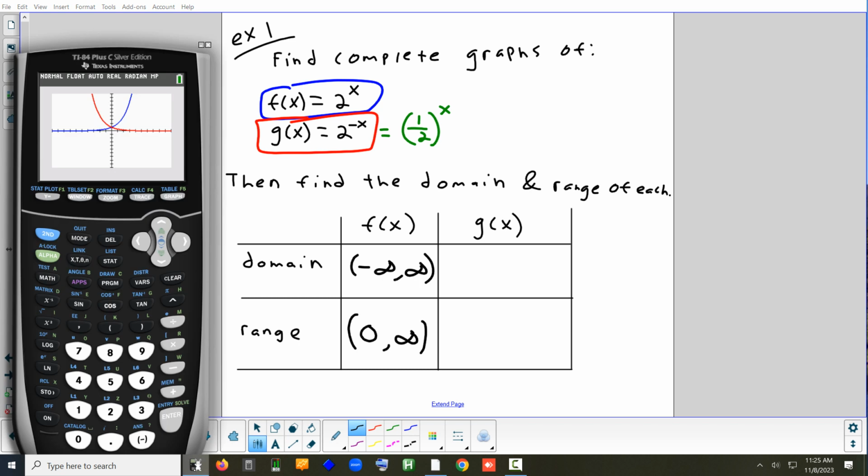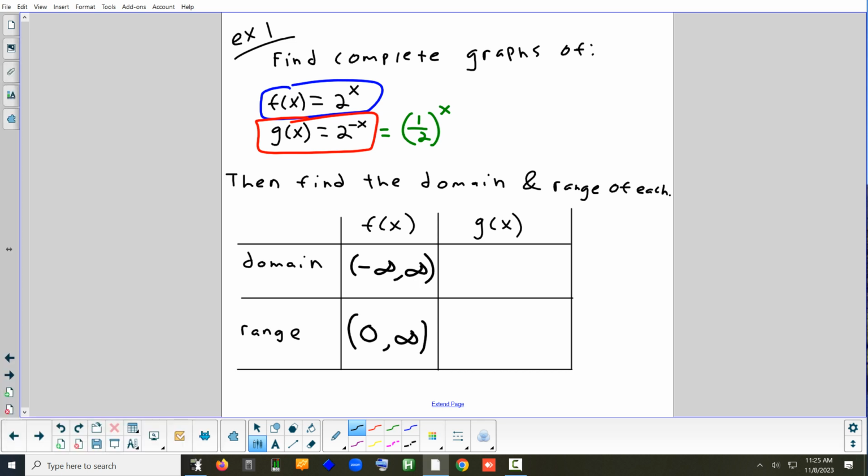How does that compare to the domain and range for the red one, g of x? Same range. Or same domain. Same everything, yeah. It's the same domain, and it's the same range.